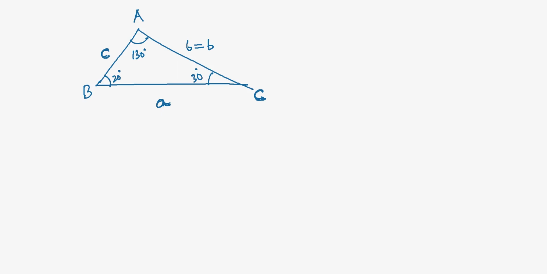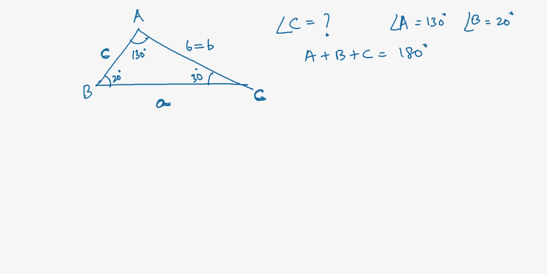Okay, so now we found the C. The first question asked was, what is the angle C? So to do that, we know that angle A is 130 and angle B is 30 degrees. So A plus B plus C must be equal to 180 degrees. From this we know that C is nothing but 180 take away A, take away B, which simplifies to 30 degrees, right?